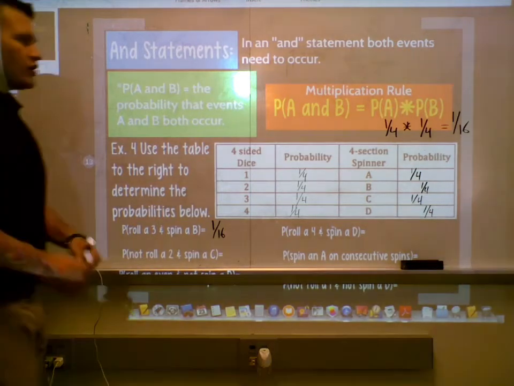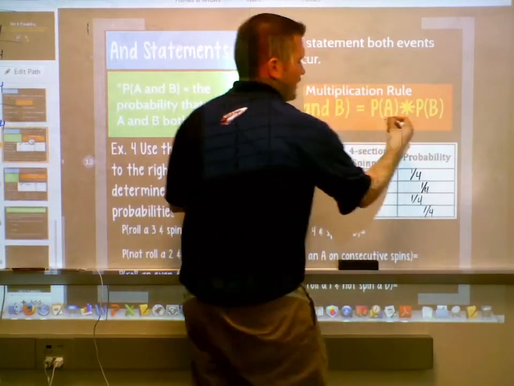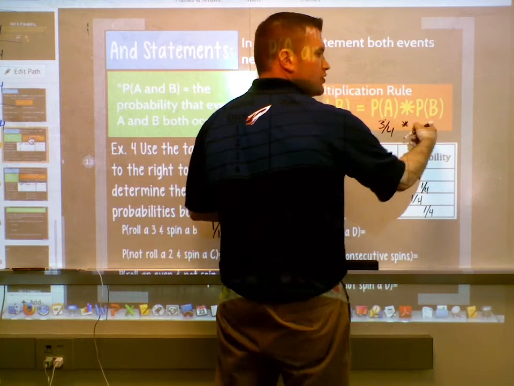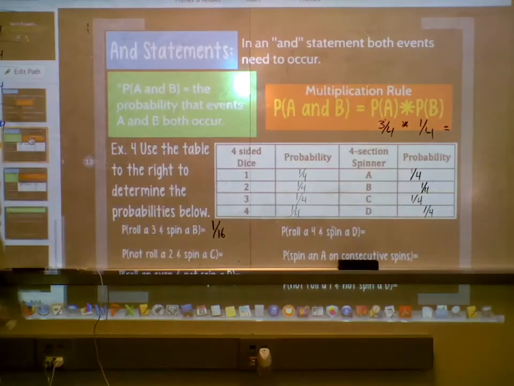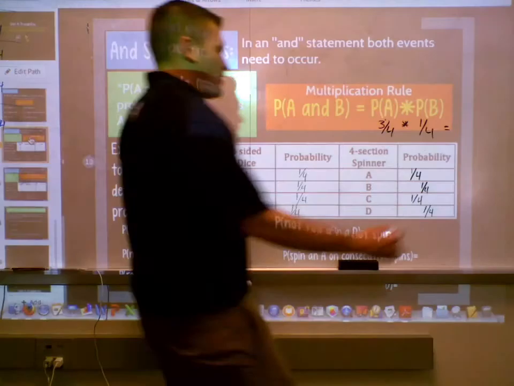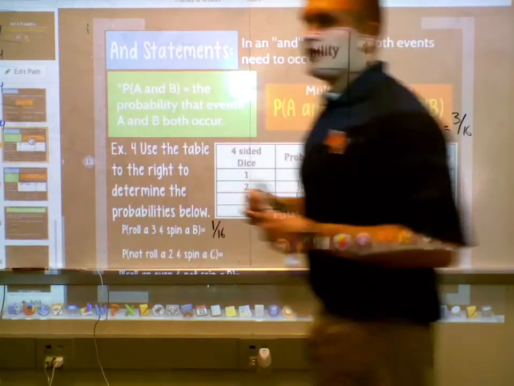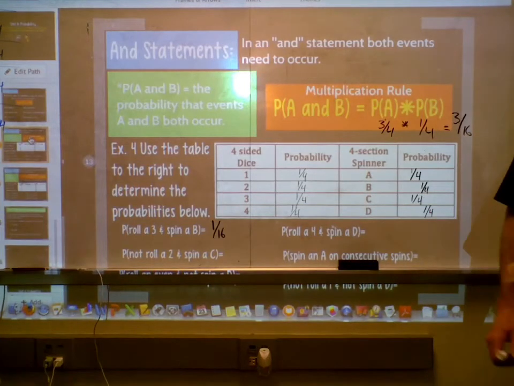1 over 4. So instead of doing 1/4 times 1/4, the probability of not 2 is 3/4. The probability of C is 1/4. 3/4 times 1/4. 3 times 1 is 3. 4 times 4 is 16. So the probability is 3 out of 16. Does that make sense? Spin a C and not a 2.